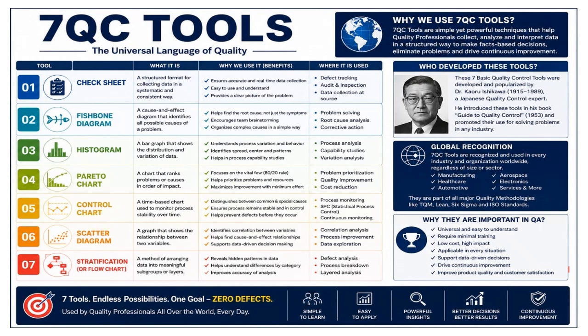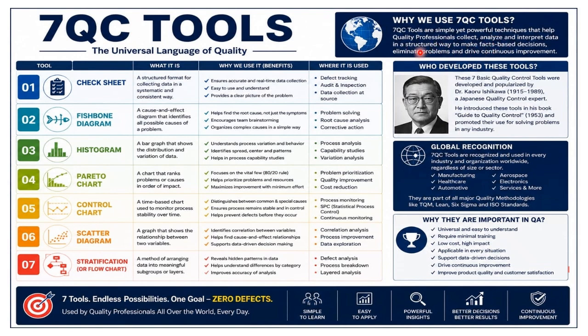7QC tools individually, let's first understand this complete overview. This image summarizes the 7 quality control tools, which are considered the foundation of quality assurance and continuous improvement across industries worldwide. On the top right, you can see why we use 7QC tools. Their main purpose is to collect, analyze, and interpret data in a structured way.